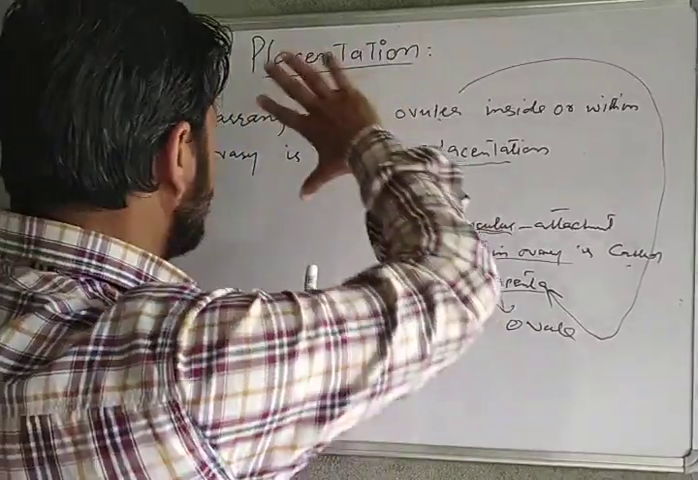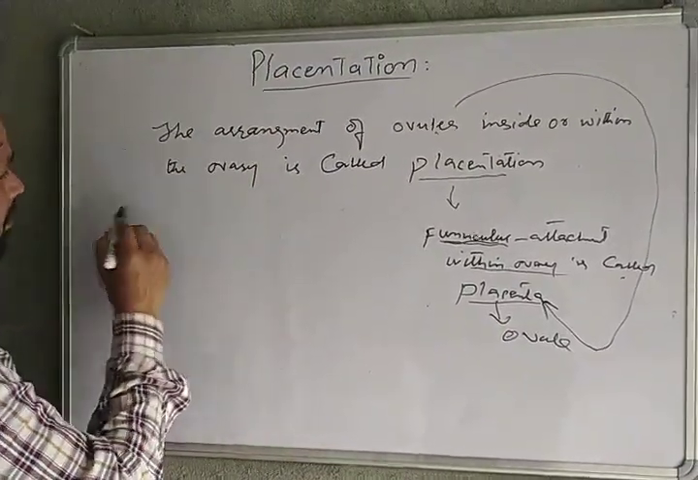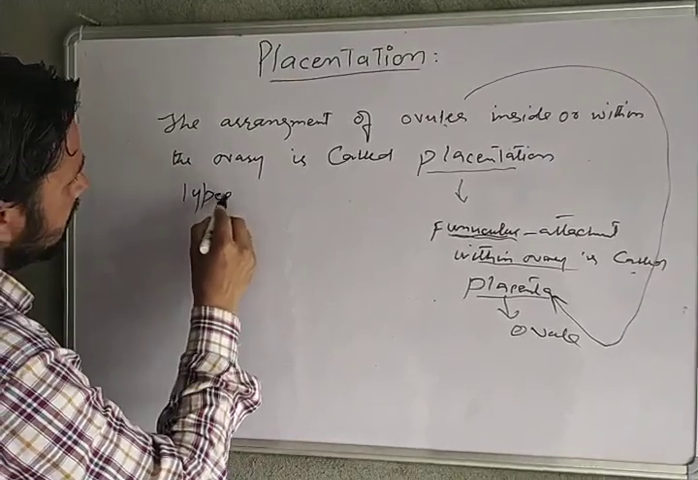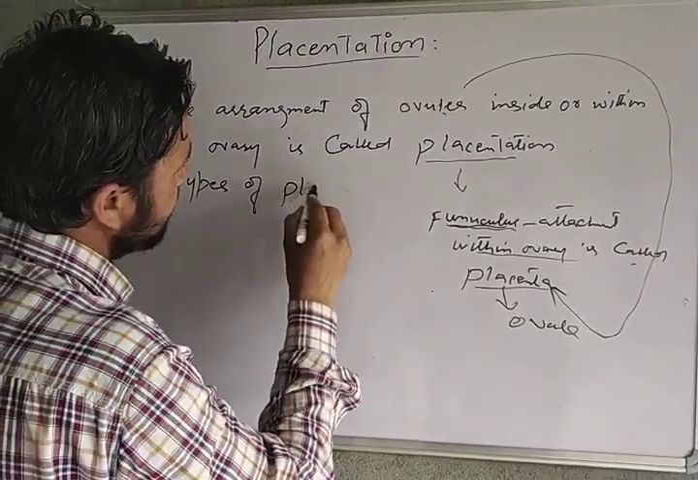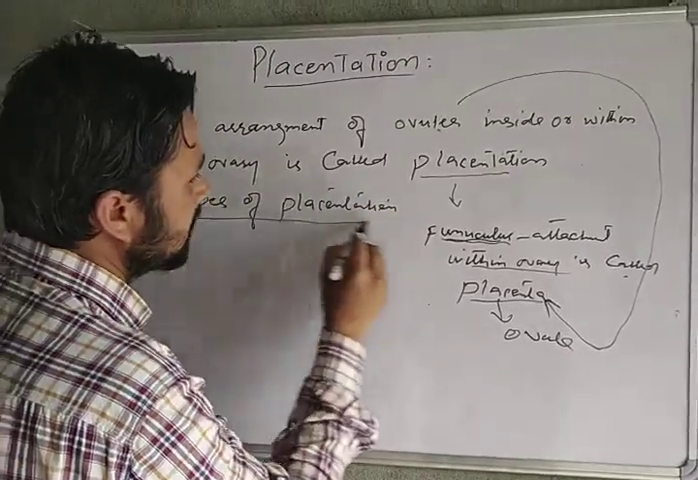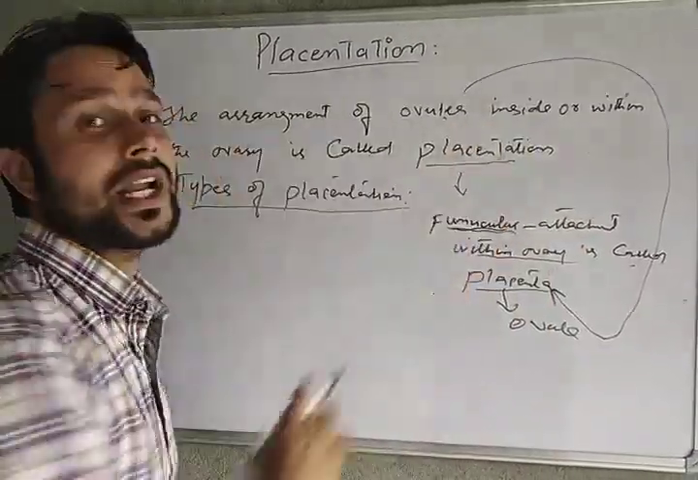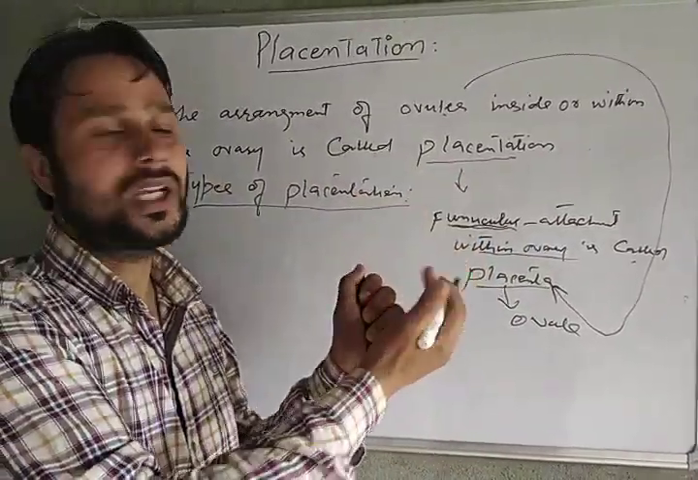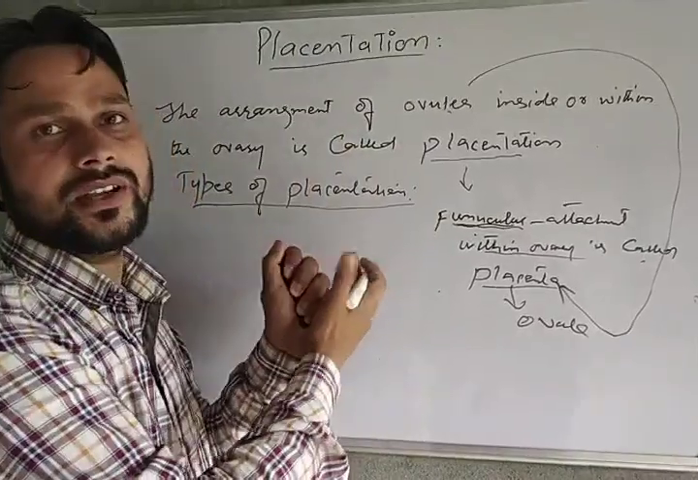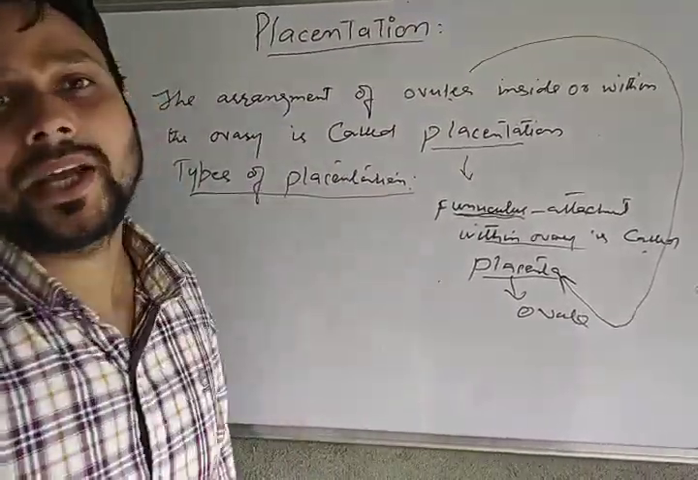Okay, now types of placentation. Types of placentation means in what ways these ovules are arranged within the ovaries. These are known as types: different ways, different types of attachment of ovules within the ovary.